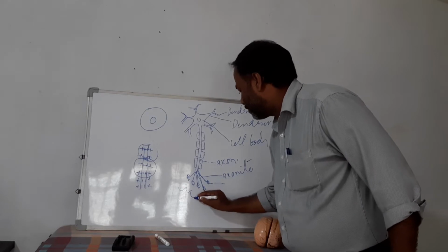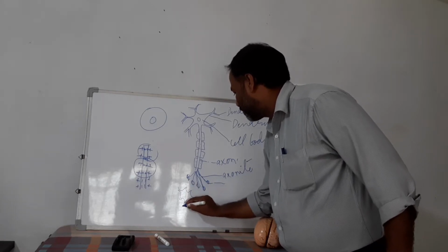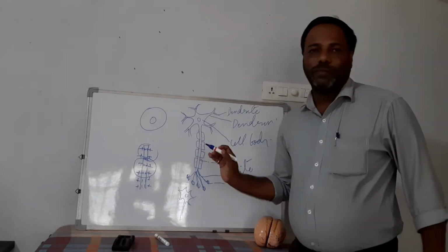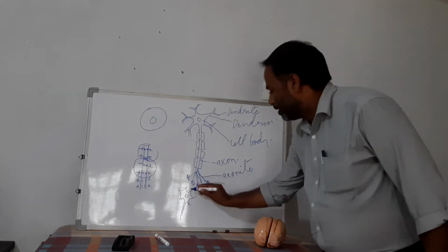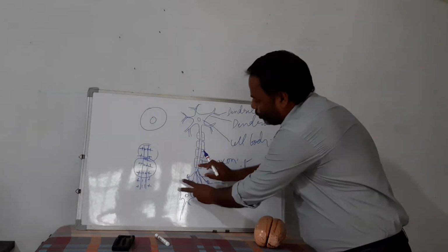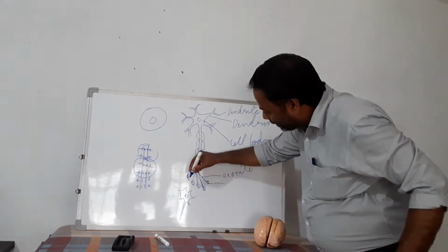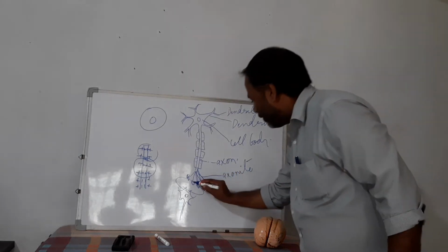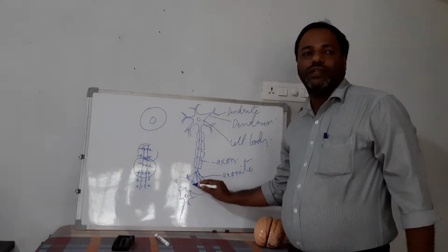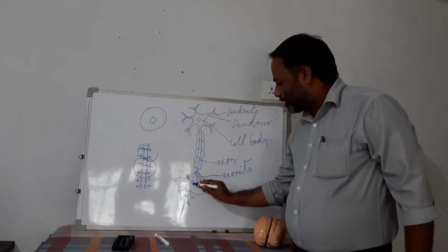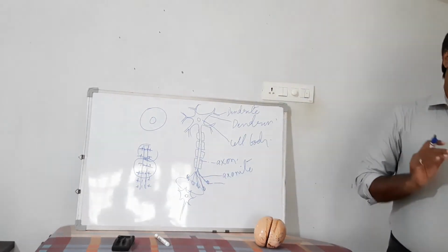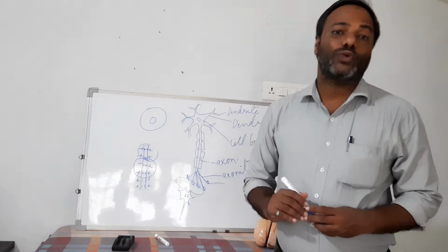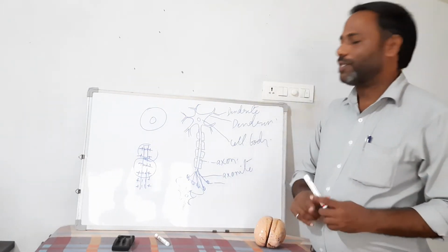After that, here, one more neuron is there. This place in between two neurons is called the synaptic cleft. When the end feet or synaptic knob secretes one particular chemical that is called a neurotransmitter. Neurotransmitter.